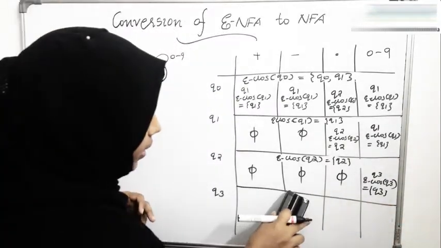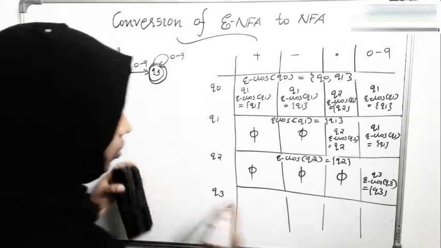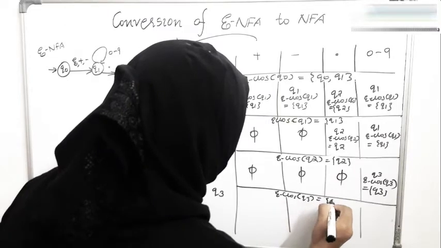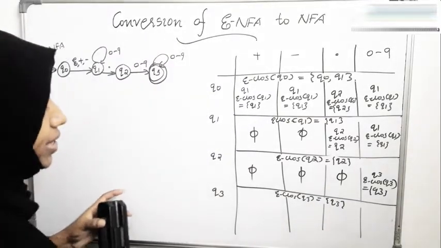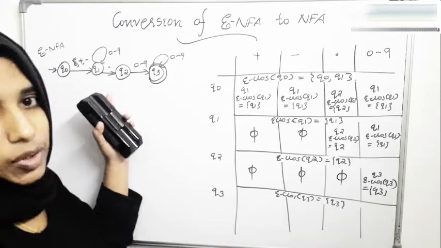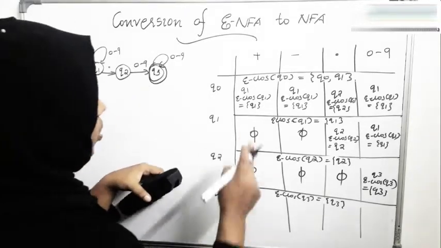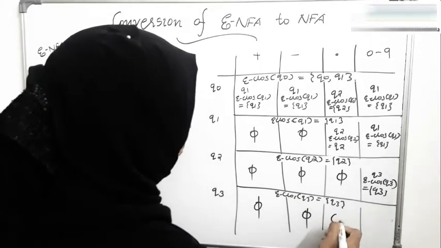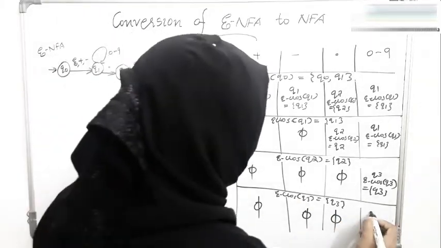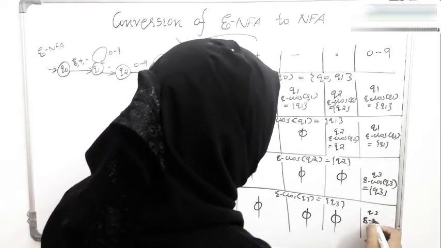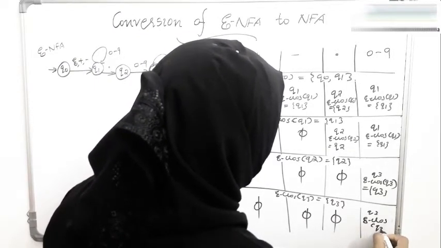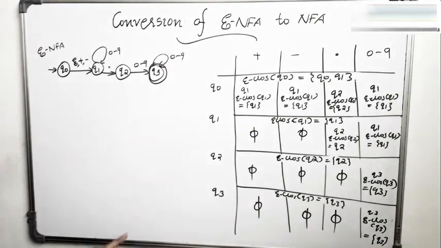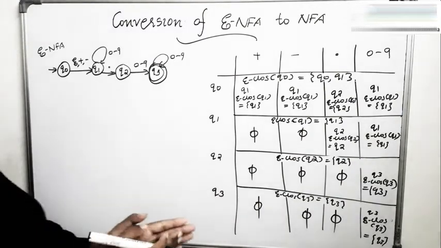Now the last state that we need to consider is Q3. So E close of Q3 is simply Q3, because you can't go anywhere else with the help of epsilons, because we don't have any epsilons, isn't it? So Q3 comma plus not defined. Q3 comma minus not defined. Q3 comma dot not defined. Q3 comma 0 to 9 is Q3 itself. So you have to take E close of Q3. E close of Q3 is Q3 itself. So that is the transition table for the resultant NFA.